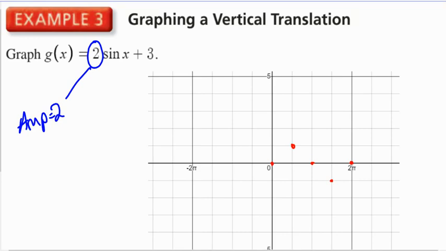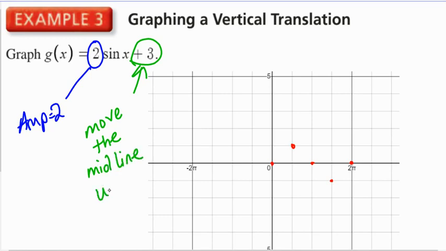Okay, this 2 in the front is going to be the amplitude, right? So that's going to make our graph stretch 2 times farther away from our midline. But before we can get there, we actually need to plot our midline of plus 3. So we're going to move the midline up 3 units. So here's 0, 1, 2, 3, right? Our midline is going to be moved up 3 units, okay?